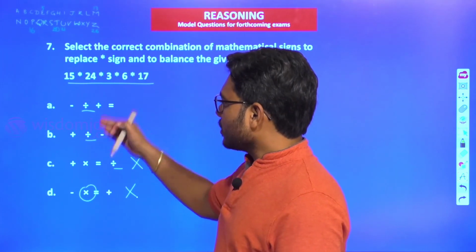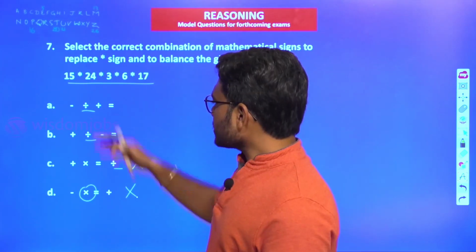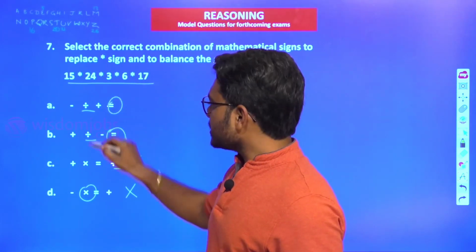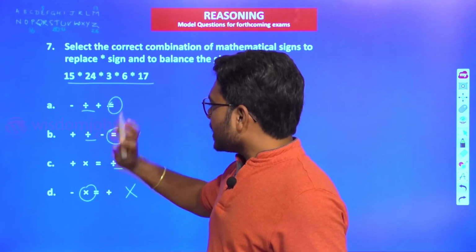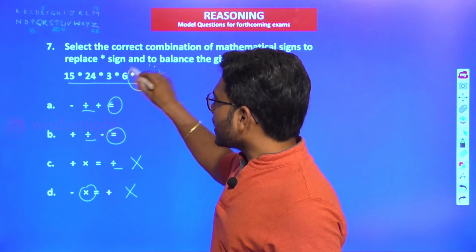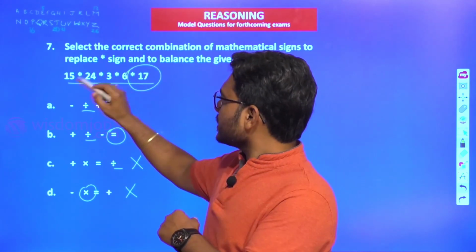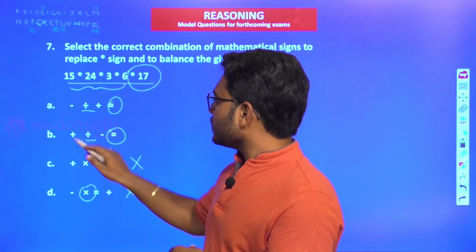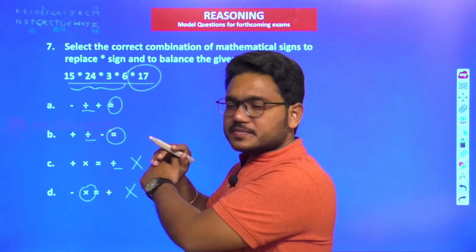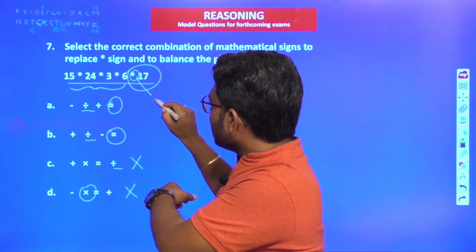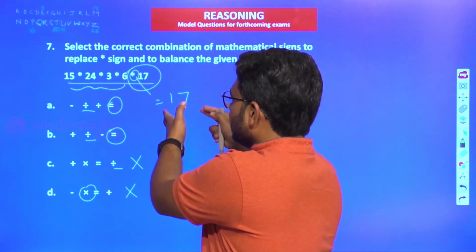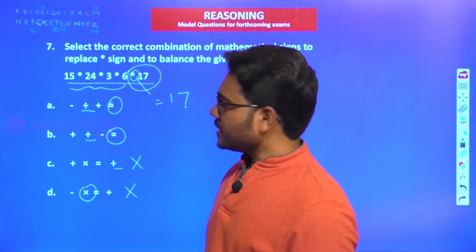So only think of these two. They are almost the same here. The equal to sign is the same, and division is at the same position. We only need to check minus and plus here. We need not worry about this part now. We only need to check this part, where you could apply these three operations such that the result is equal to 17. Whatever mathematical operation you do here should result in 17.